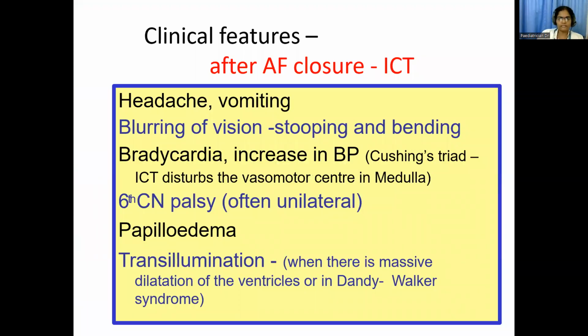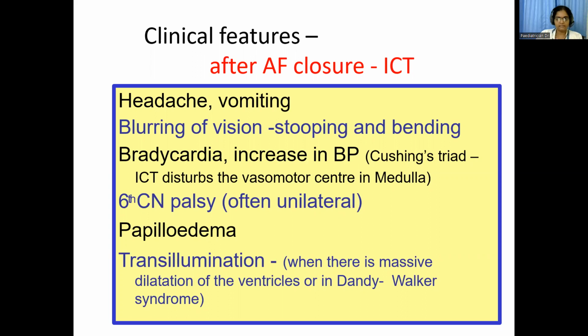So now comes the clinical features after anterior fontanel closure. Since there is no area to dissipate the pressure, the intracranial tension rises. So the clinical manifestations are headache, vomiting, blurring of vision. Stooping and bending can be there, and that leads to blurring of vision. Bradycardia, hypertension, that is Cushing's triad.